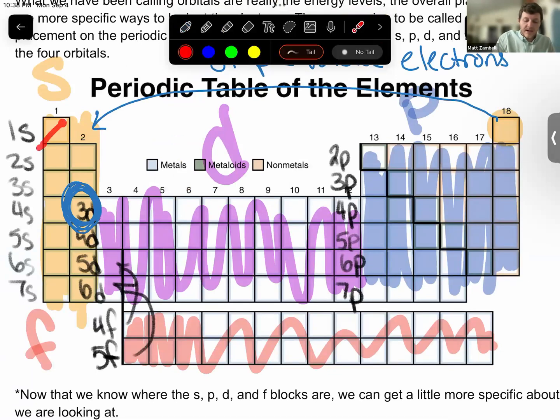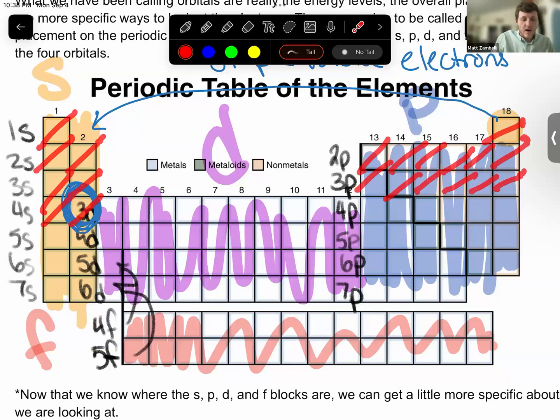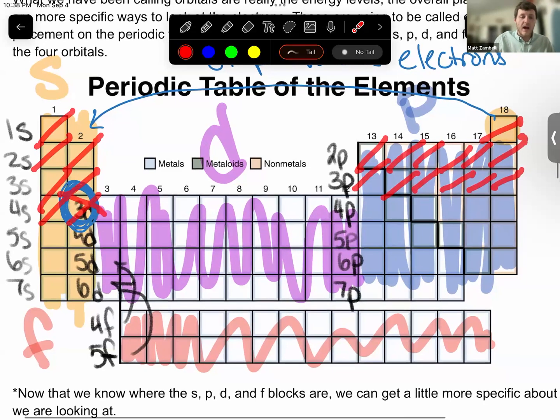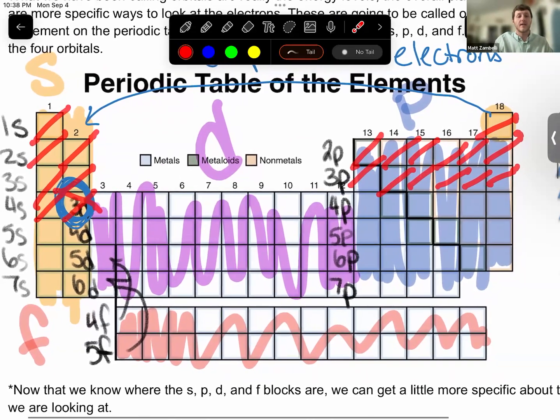So if we count, we start with 1s, we go 1s2, we go to 2s, and we have 2s2, then we go to 2p, and we have to go through 6, so it's 1s2, 2s2, 2p6, then we keep going to 3s, and we go through both of those. We go through 3p, and we go through all 6 of those, and then we come back down to 4s1 and 4s2, and that's where we end our calcium.